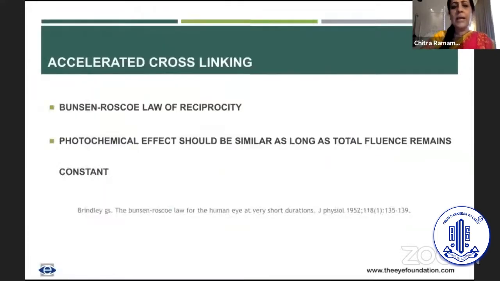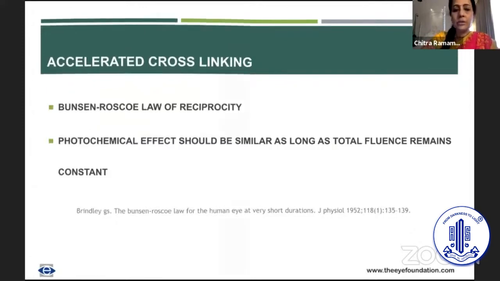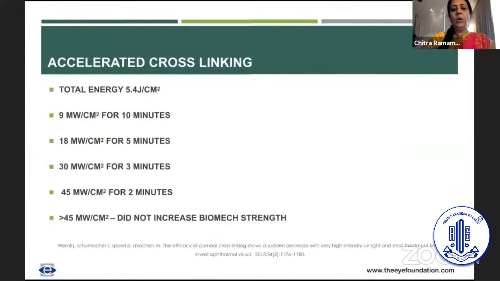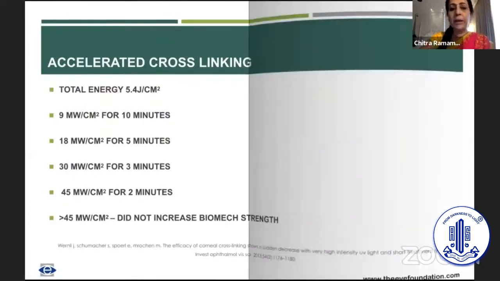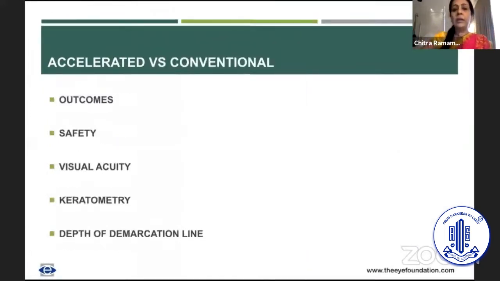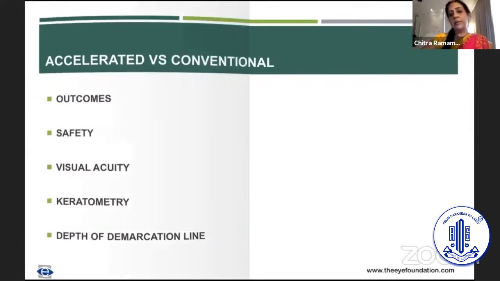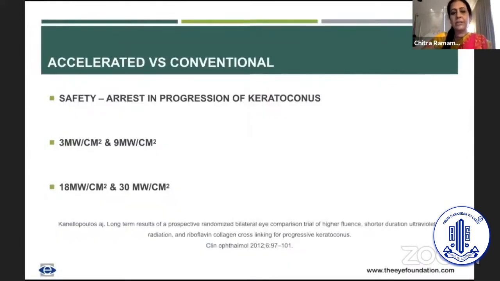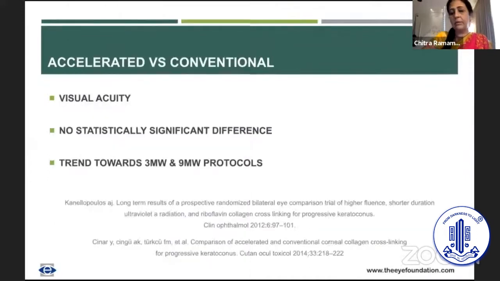While all this was happening, there came an understanding of why not move to accelerated cross-linking, because we all knew that the photochemical effect should be similar as long as the total fluence was constant. So therein came in a whole range of protocols to play around with. But when we compare two procedures, we need to understand it in all its different presentations. Yes, we understood it was safe, more so with the 3 millimeter and the 9 milliwatt cross-linking.